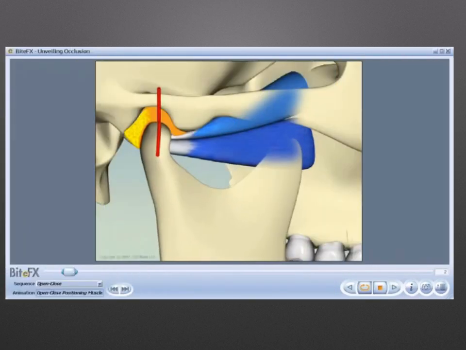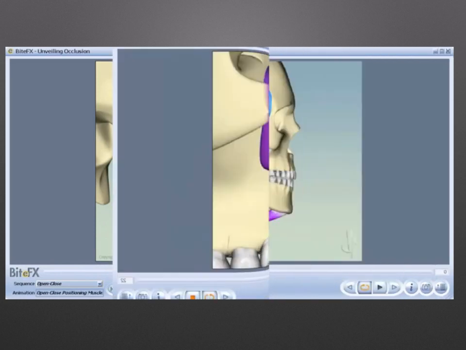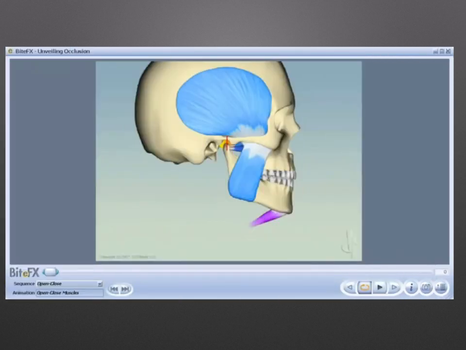Before explaining why malocclusion can affect your jaw joint, we should first introduce you to your temporomandibular joint, or TMJ. First, here's how your jaw works.